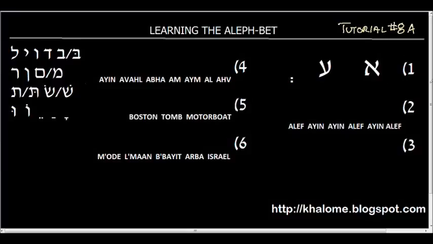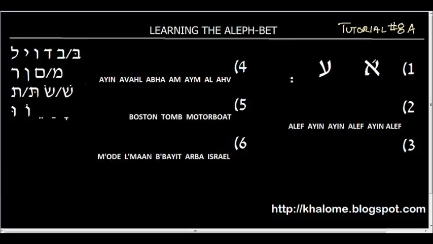Today we're in tutorial number 8, and I'm going to break this tutorial up into two sections. So we're going to have section A and section B. In this video we'll talk about the first section, section A. Now we're going to be learning two new Hebrew letters and one new vowel mark.